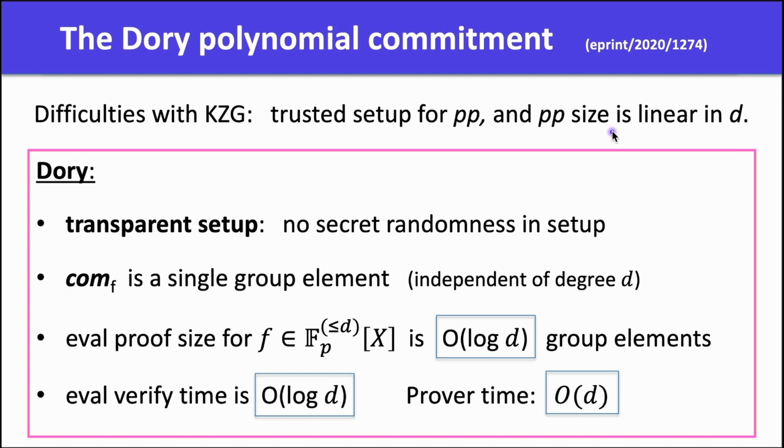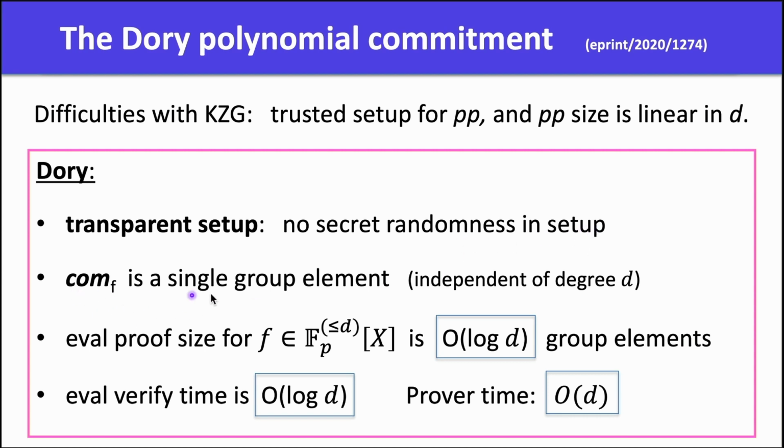If the polynomials we're committing to are in the billions, we are going to end up with public parameters that are actually quite large. So the Dory commitment scheme actually solves many of these problems. First of all, it has transparent setup, so there's no secret randomness in the setup procedure. In fact, there is no setup procedure. Anybody can run the setup procedure for themselves. So there are no public parameters and there are no secrets that are needed for generating those public parameters.